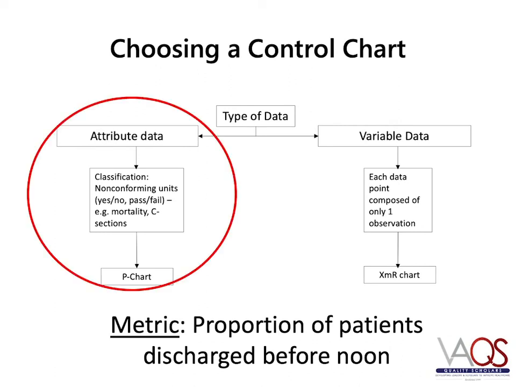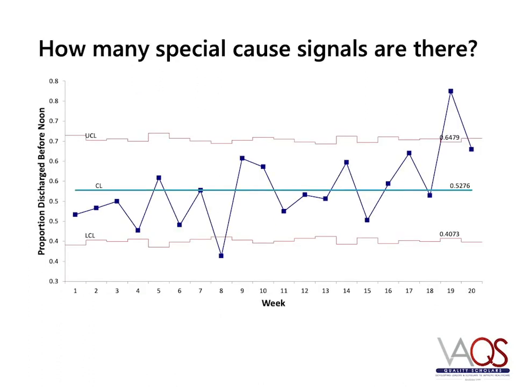The correct answer is a p-chart. In this case, your data is a proportion. The numerator is the number of medicine patients discharged before noon, and the denominator is the total number of medicine patients discharged from the hospital. A p-chart is the most appropriate statistical process control chart for this data.